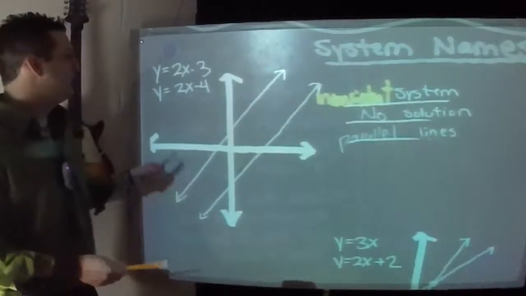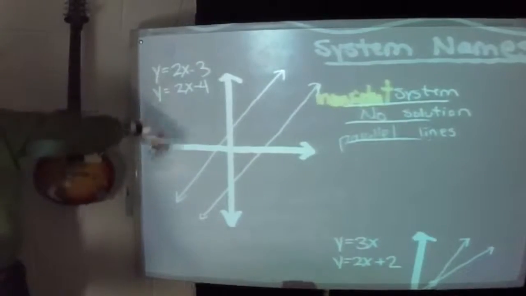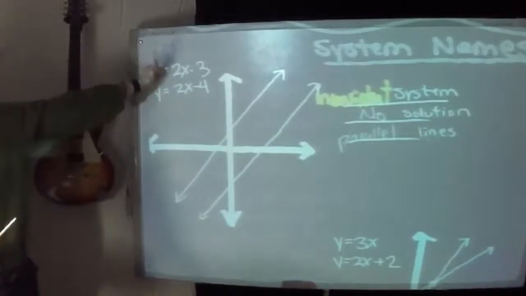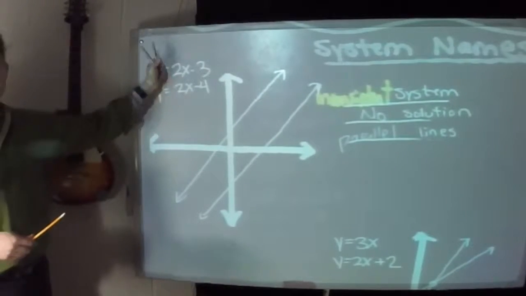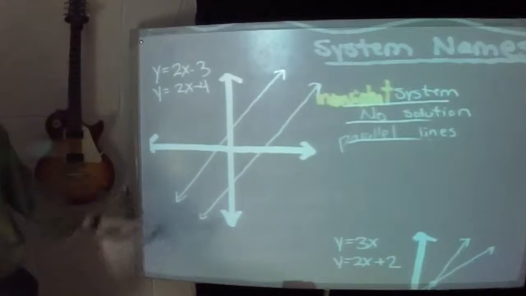And you can always know, if you're looking at y equals mx plus b's, and you're like, man, those lines got the same slopes, but different y-intercepts, that's an inconsistent system. They are not going to cross. I'm not even going to waste my time trying to figure it out.